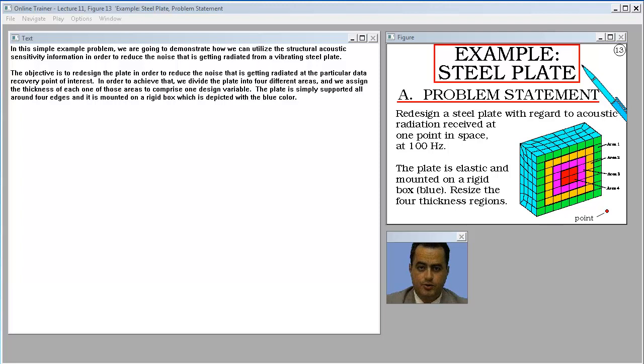In this simple example problem, we are going to demonstrate how we can utilize the structural acoustic sensitivity information in order to reduce the noise that is getting radiated from a vibrating steel plate. The objective is to redesign the plate in order to reduce the noise that is getting radiated at a particular data recovery point of interest. In order to achieve that, we divide the plate into 4 different areas, and we assign the thickness of each one of those areas to comprise one design variable. The plate is simply supported all around 4 edges, and it is mounted on a rigid box which is depicted with the blue color.